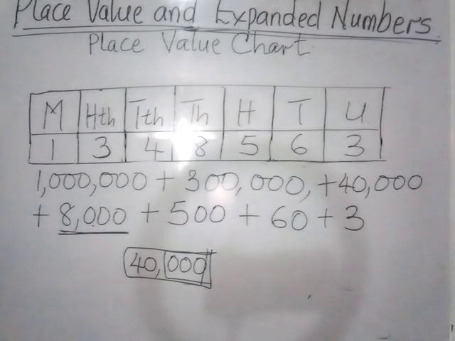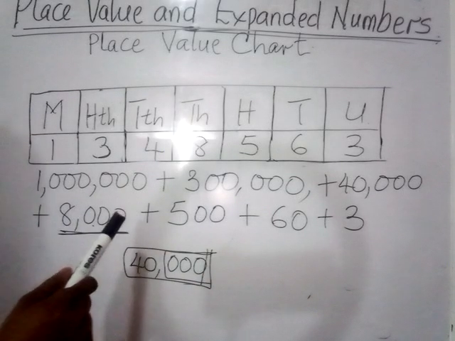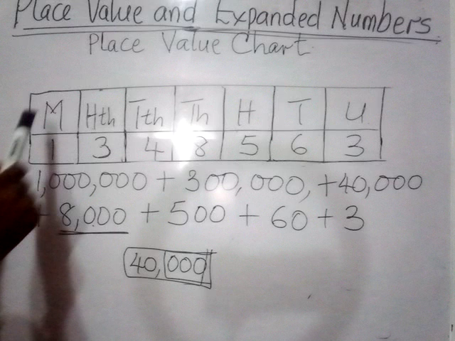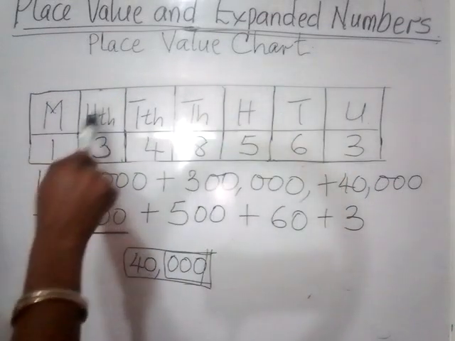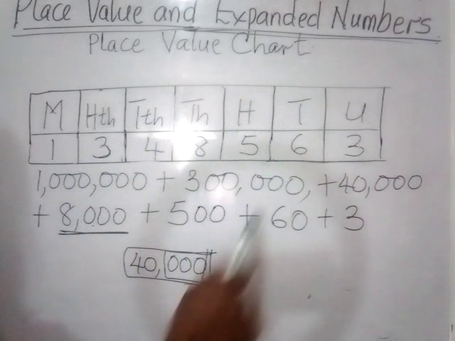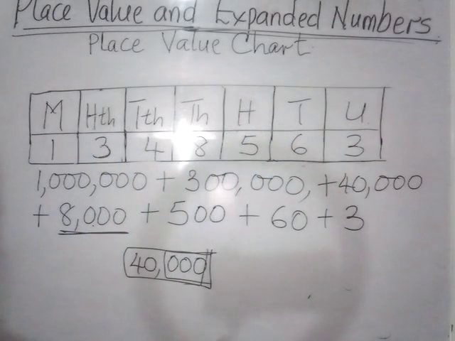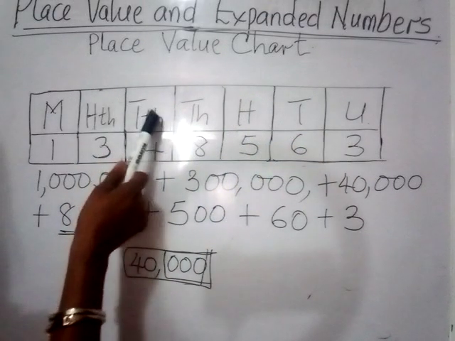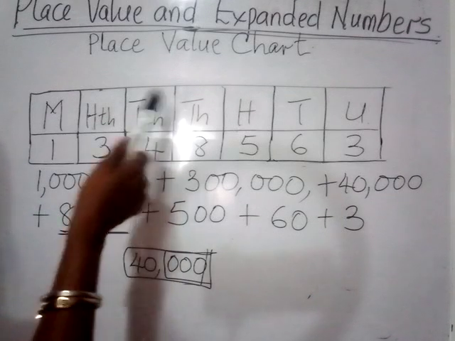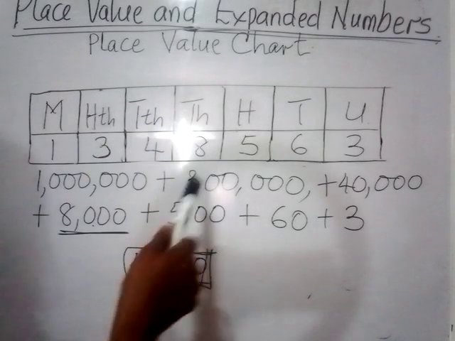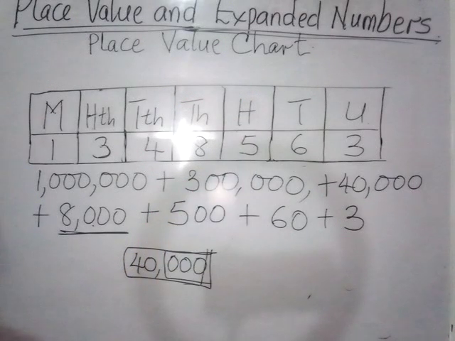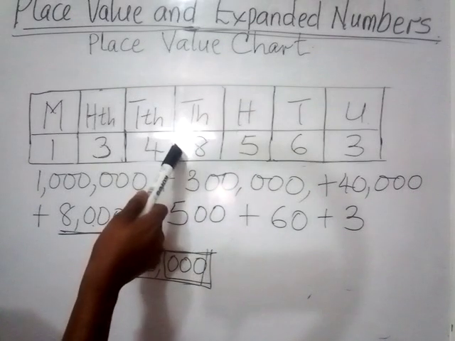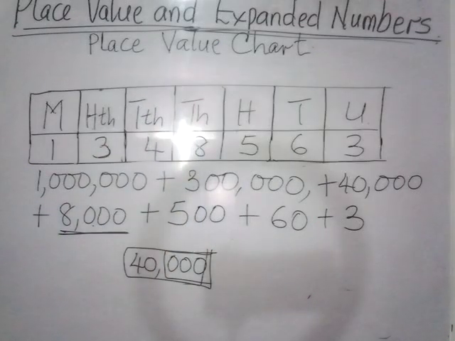But when you talk of the place value, you now mention the positions they occupy. Whenever they ask for place value, you mention the position they occupy. For instance, the place value of this 4 is 10,000s, or tens of thousands. The place value of 5 here is hundreds. The place value of 8 here is thousands. The place value of 6 here is tens.